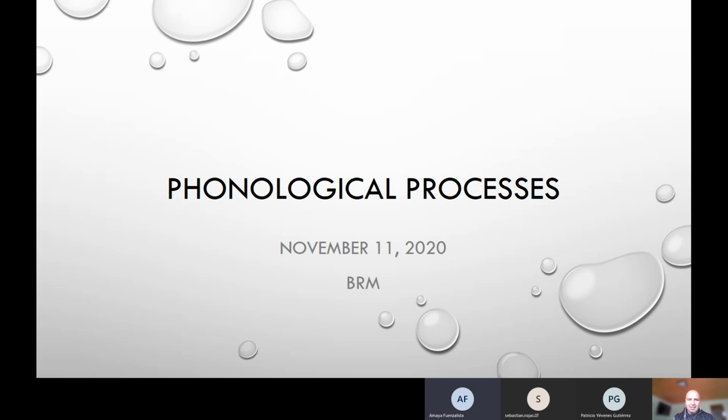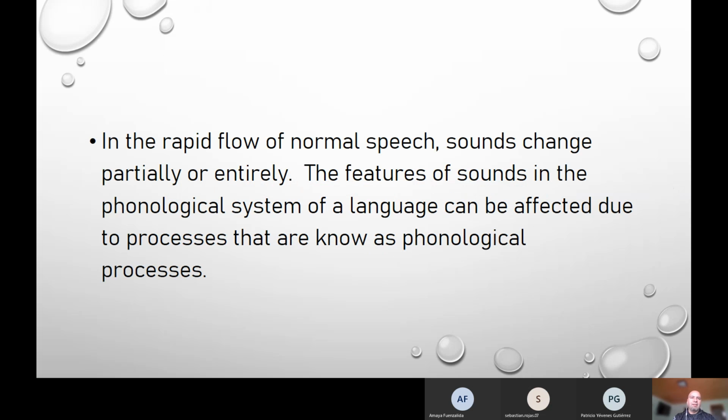Yes, excellent. So, Sebastian, there's a section that if you could read it aloud, that would be wonderful. It's one paragraph, starts in and finishes in processes. Could you read that aloud, please?